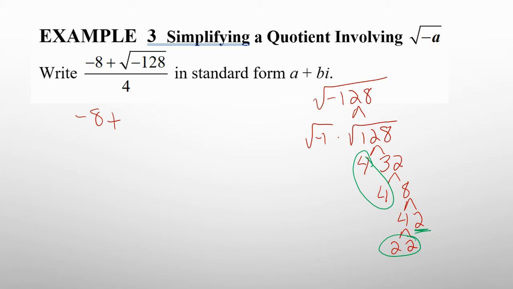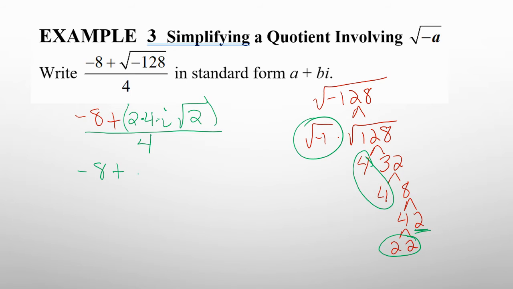Remember, we multiply together everything that we pulled outside. So we have 2 times 4 times i, because the square root of negative 1 is i. And then we have the square root of 2 left underneath there over 4. 2 times 4 times i is 8i.